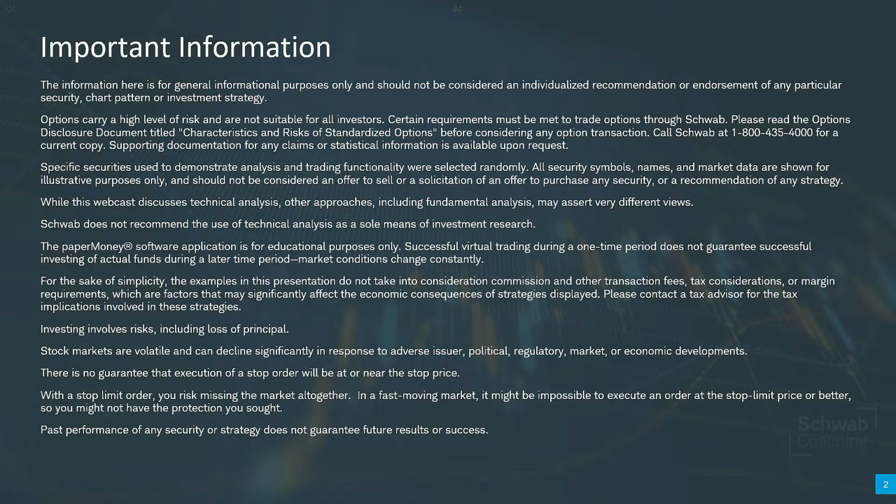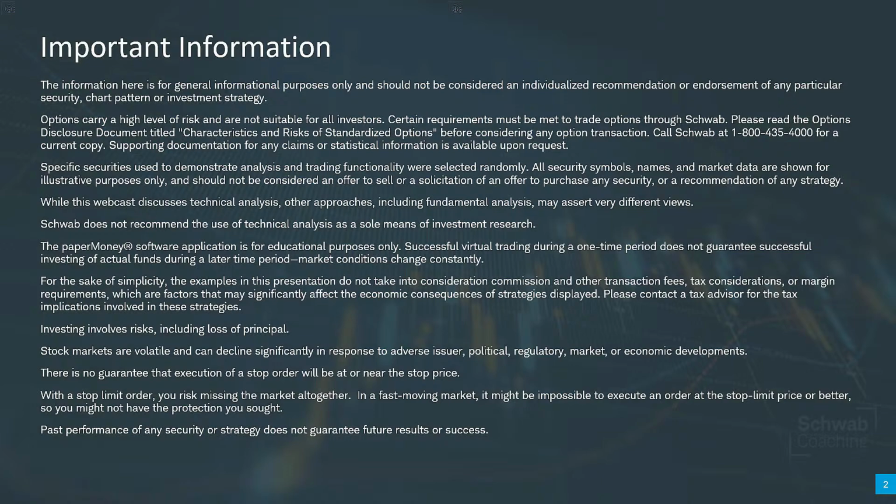Let's take a look here really quickly, a couple of quick housekeeping items. Remember that everything we talk about is simply for illustrative and educational purposes only. It is not any kind of advice or recommendation about a particular pattern, a particular security, or a particular strategy.